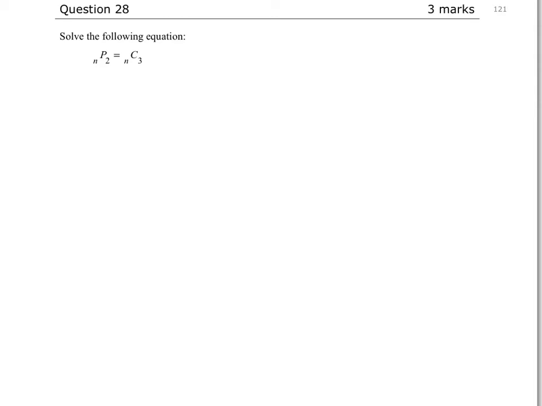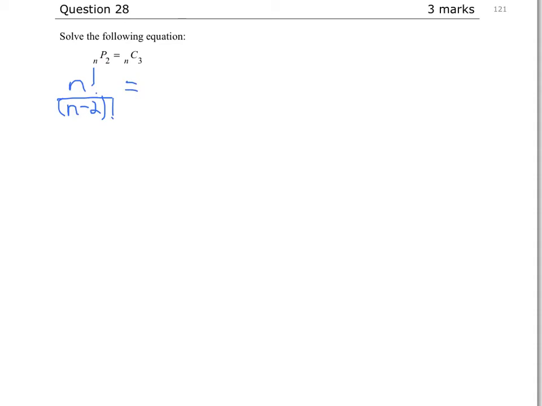An equivalent expression to nP2, if we check with our formula sheet, we can see that our value of r is 2, and our value for n we don't know yet. So our formula tells us n factorial all over n minus r factorial, which in this case is (n minus 2) factorial. So that's it for the left-hand side.